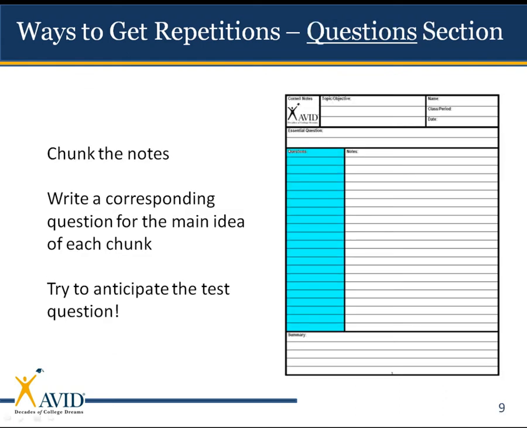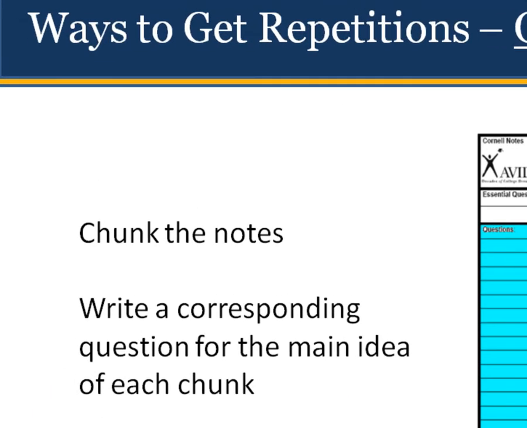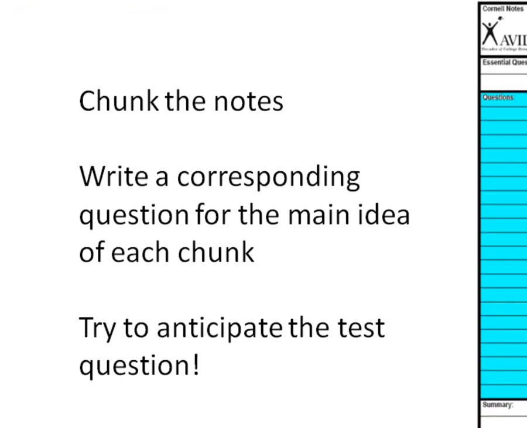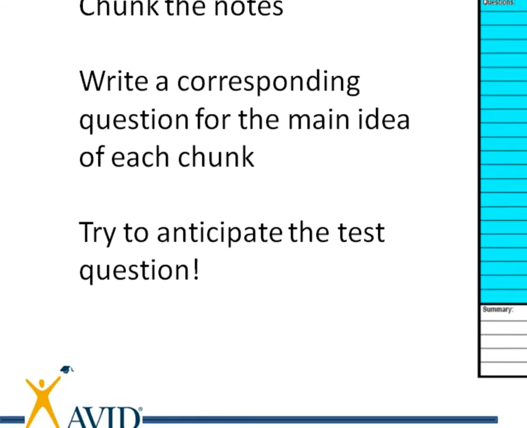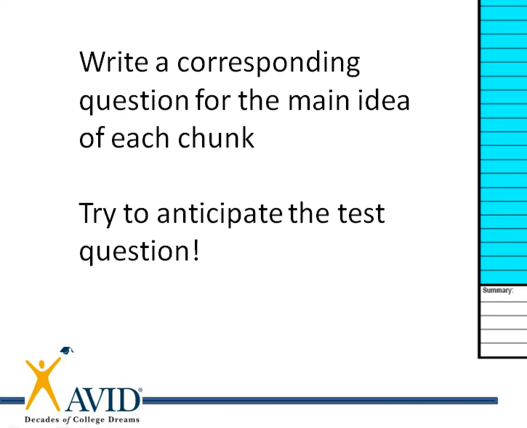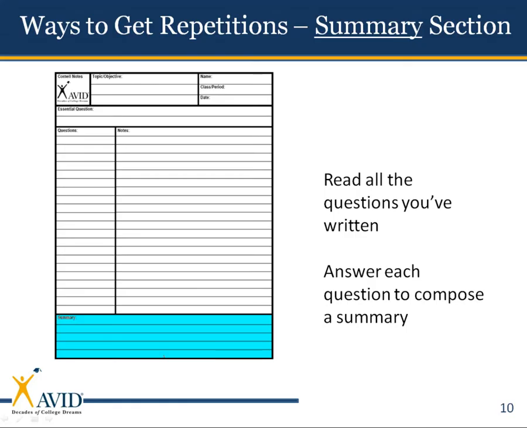What about the left section, the question section? Well, the way that we get multiple repetitions there is by first off chunking our notes into multiple sections. Once I've got my notes chunked, I'm going to write a corresponding question for each of those main ideas in those chunks. So if I had 3 chunks, I'm going to have 3 questions in my left column. And remember that I'm always thinking like a teacher, trying to anticipate what the test question is going to be over that section.